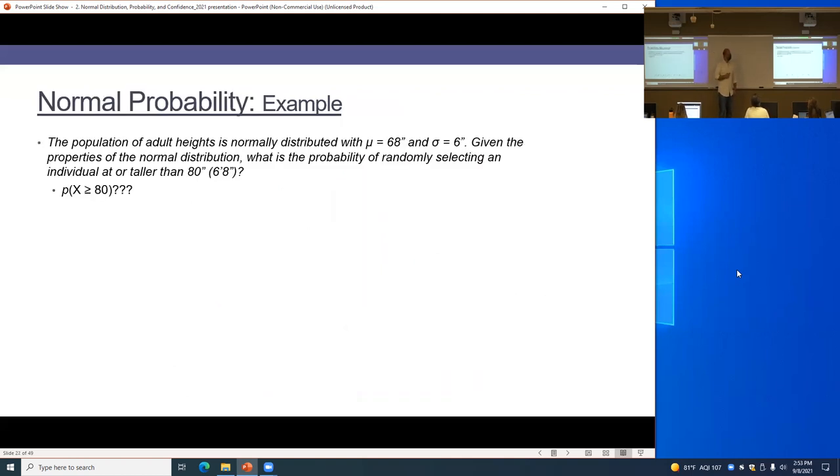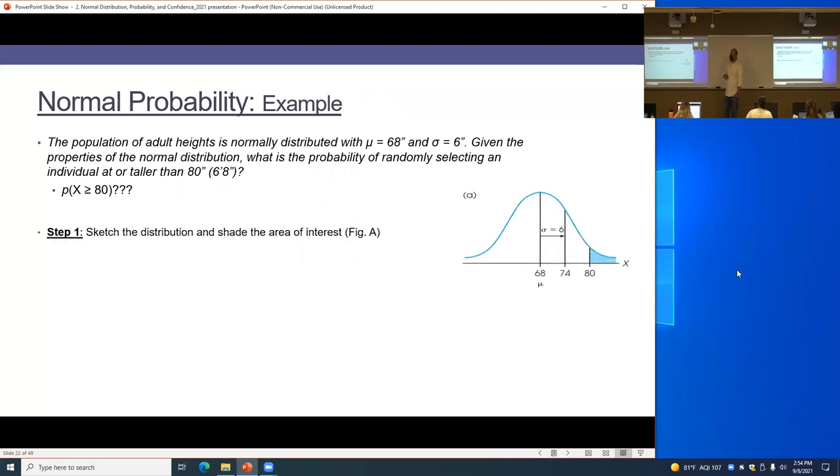All right. So let's think about using this in terms of an example. Okay. So we say a population of adult heights is normally distributed with a mean of 68 inches and standard deviation 6. Given properties of the normal distribution, what's the probability of randomly selecting an individual taller than 80 inches? Someone taller than 6'8". Now, what we would probably do in this situation, we'd go through and draw out our figure, right? Go through the sketch.